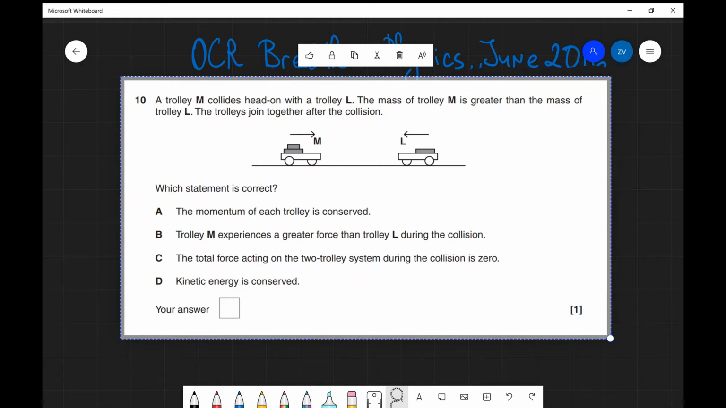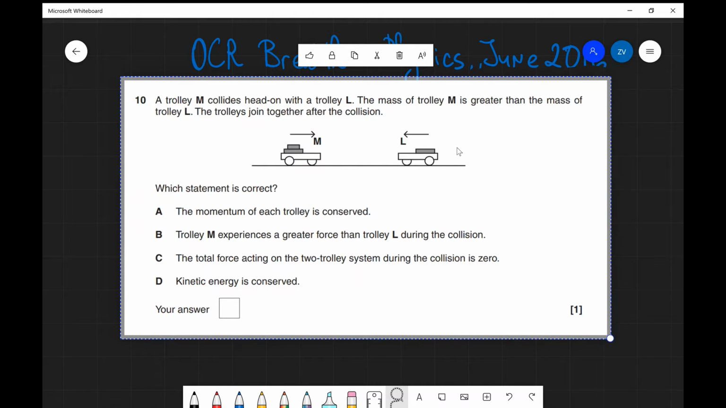Question 10, the halfway point. We have a trolley of mass M that collides head-on with a trolley L. So there's a head-on collision between this guy over here and this guy over here. The mass of trolley M is greater than the mass of trolley L. The trolleys join together after the collision.